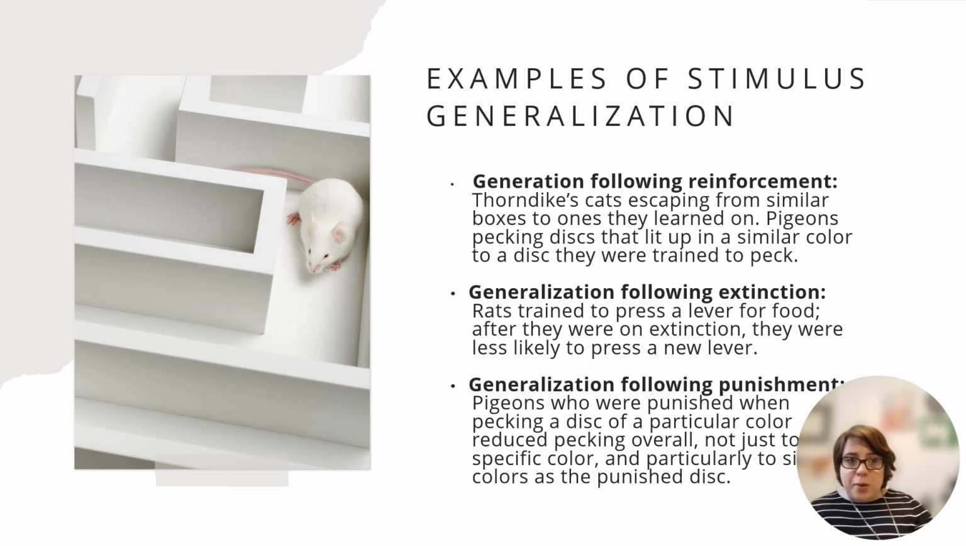We've also seen, for example, that generalization will proceed following both extinction and reinforcement. So rats that were trained to press a lever for food, after they were on extinction, were not only less likely to press the lever that they were trained on, but they were also less likely to press levers in new Skinner boxes. So the extinguished response of lever pressing generalized to other levers or other contexts as well.